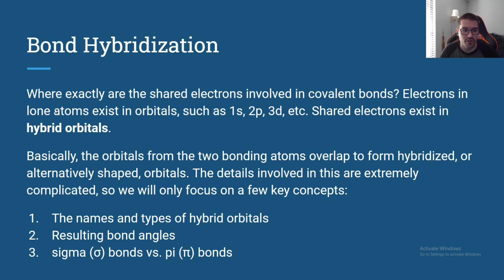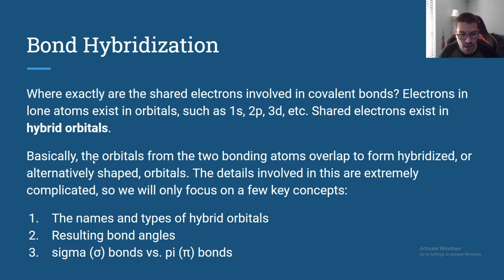Electrons in a lone atom exist in orbitals, right? And we know this, like 1s, 2p, 3d. These are the orbitals that exist in a single atom. If you were just looking at one atom by itself, that's where the electrons would be. Shared electrons between two atoms exist in what are called hybrid orbitals, okay?